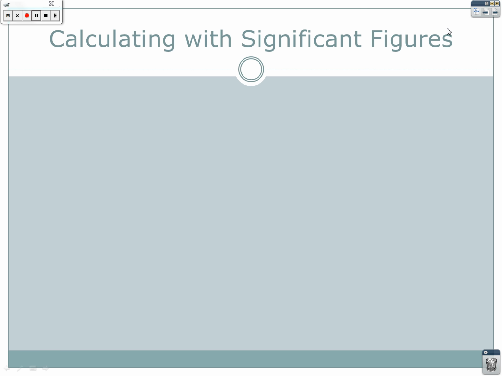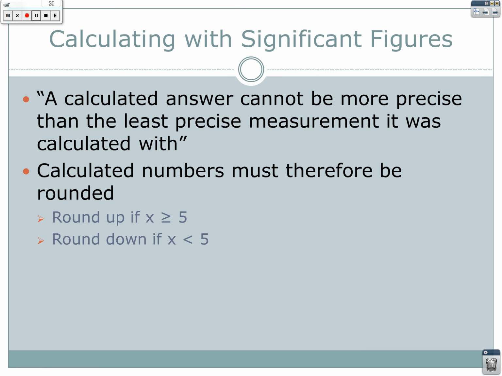Alrighty. So now we're going to start calculating with significant digits. A calculated answer cannot be more precise than the least precise measurement it was calculated with. So that's a really important thing to take into account when we're talking about sig figs. If we're trying to calculate using significant figures, we cannot have an answer that is more precise or has more significant figures than the values that we use to calculate it. So therefore, calculated numbers have to be rounded. And remember, rounding numbers, if it's greater than or equal to 5, you're going to round it up. And if it's less than 5, you're going to round down.